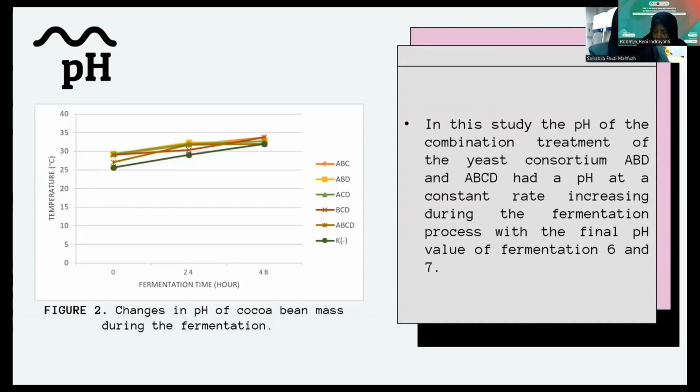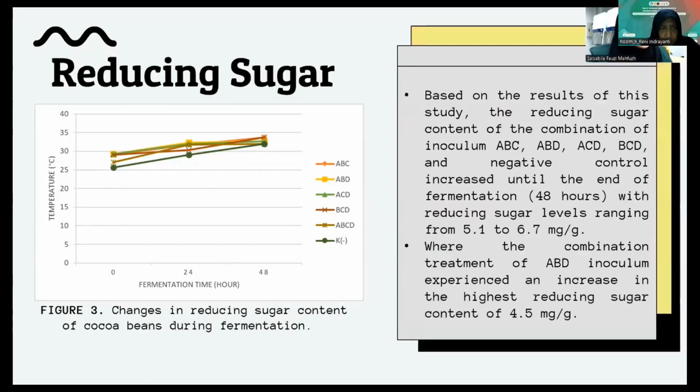This can happen because yeast break down the sugars and make some citric acid, which can cause the increase of the pH, accompanied by an increase in temperature due to the heat that arises in alcoholic fermentation. And this is the stage of optimal fermentation conditions for the growth of other microbes in an anaerobic state.